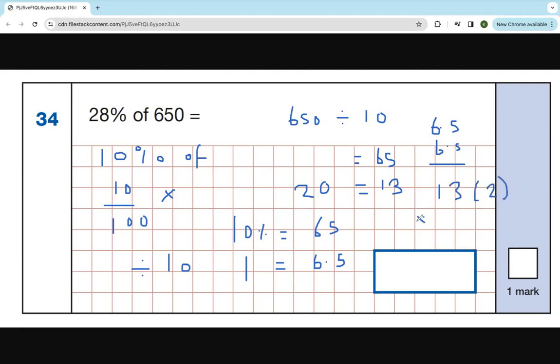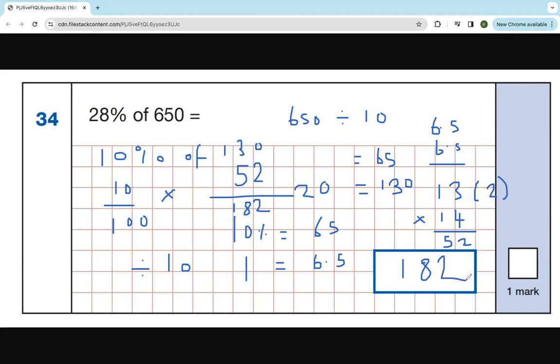Okay, and then we want to times that by 4, because we want 8%. So 3 4s are 12. Put that there. 1 4 is 4 plus 1 is 5. So we've got 52. And then we also want our 20%, which is 130. Then we add it together, and we get 182. And that's another way of doing that.